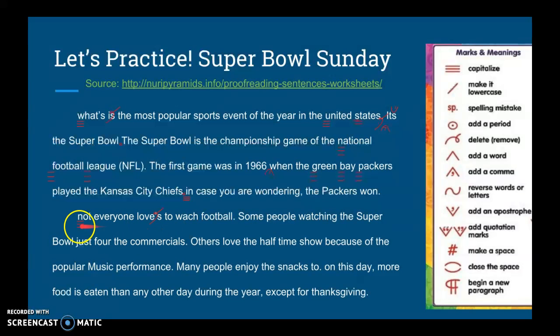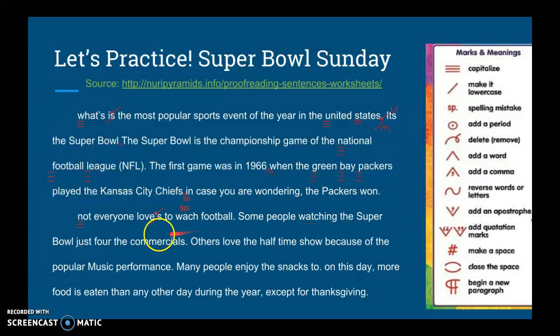Now, let's look at this. Are there any misspelled words that you can find in this sentence? I spy one, and that word is watch. There's actually a T in the word watch, so we need to add the spelling symbol above this word.